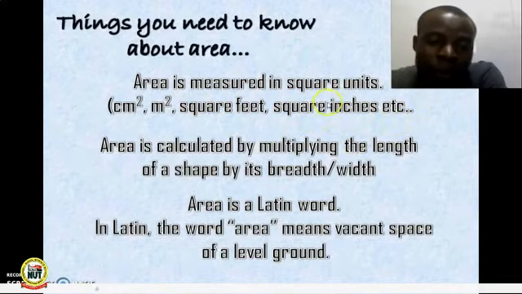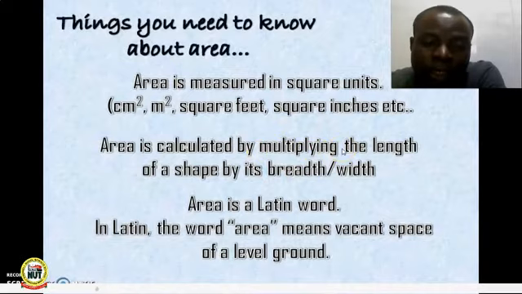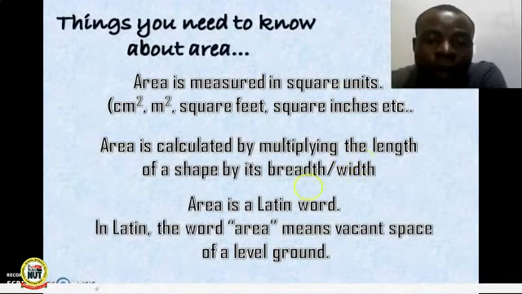Another thing I want you to know about area is that area is calculated by multiplying the length of a shape by its breadth or width. Just like we discussed the length of a particular football field to be 10 and the width happened to be what? 6. So for us to find the area, we can multiply the length by its breadth.